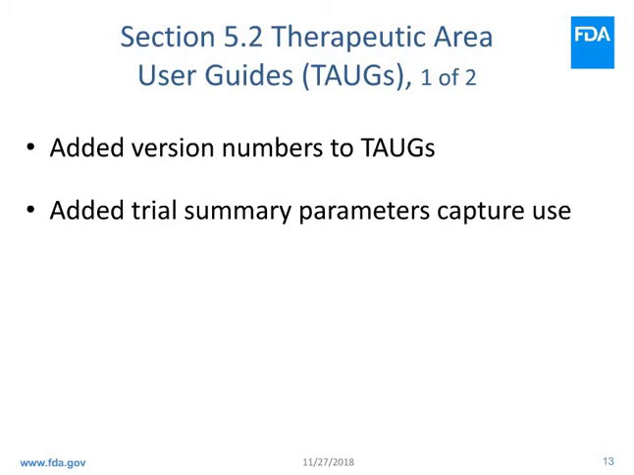Section 5.2 is our Therapeutic Area User Guide, otherwise known as TAUGs. We added version numbers to the TAUGs. When we first wrote our first TCG back in 2014, there was only one version of any of these TAUGs, and the developers have been busy, so we found it expedient to refer to these TAUGs by version, and you will see that in section 5.2. And we've also added the trial summary parameters to capture the use of these TAUGs as we went over in the previous slide.